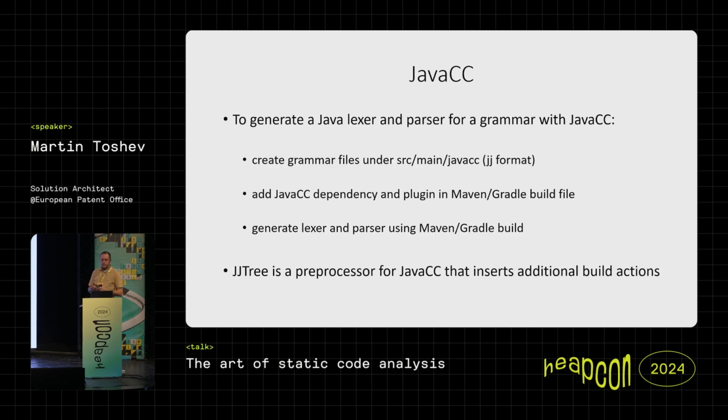So to generate a Java lexer and parser for a grammar with JavaCC, you can do something similar to what you do with ANTLR. You create the grammar file under the source main JavaCC folder by default. You add a JavaCC dependency and plugin in the Maven or Gradle build file. You generate the lexer and parser using the Maven or Gradle build. And there are also some additional extensions for JavaCC, like JJTree, which allow you to insert more build actions and extend the capability of the parser generator.